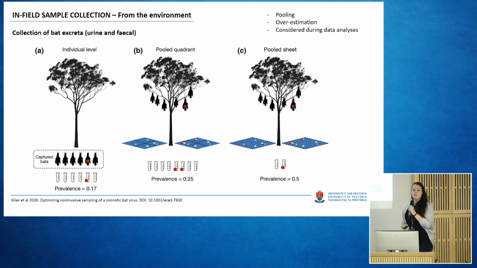However, pooling can lead to an overestimation of prevalence, and this paper by Giles et al. had a nice image explaining that depending on how you pool, if it's the same population, you can end up having different prevalences of the viruses within the samples depending on your pooling strategy. And there are ways to optimize this, as here where they did quadrant pooling, to get your number closer to what you would actually see in the individual population if you would have looked at that. So this is also very important when conducting your data analysis after you've collected these samples.